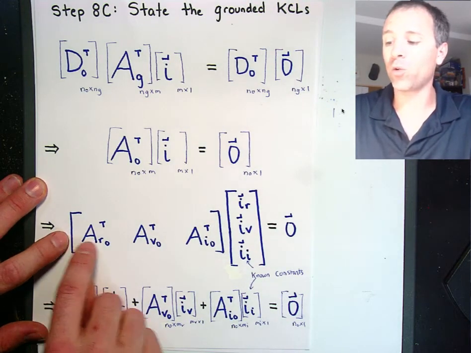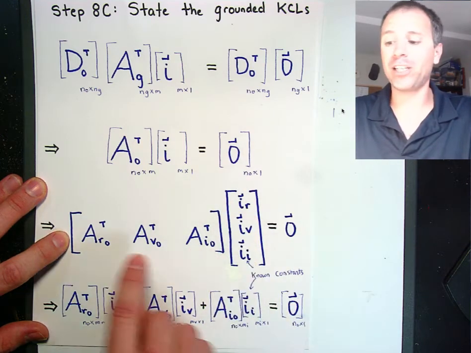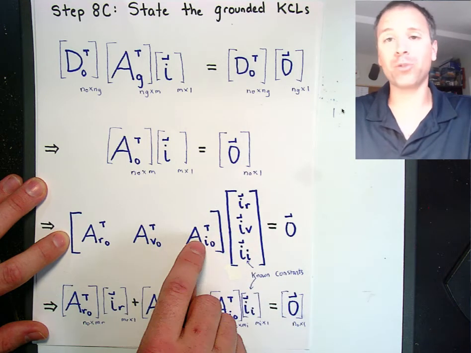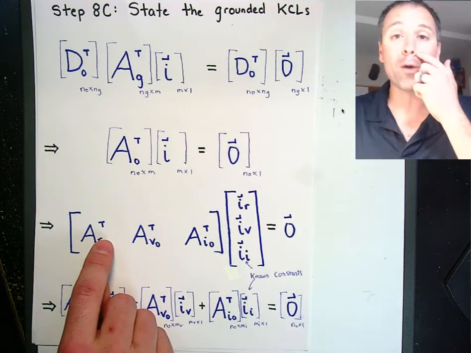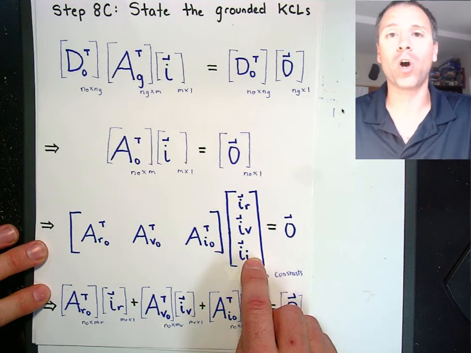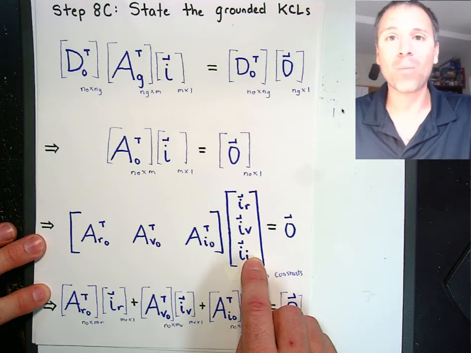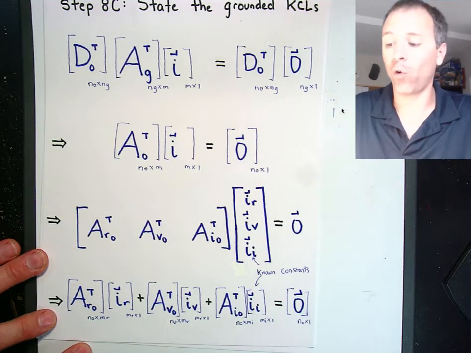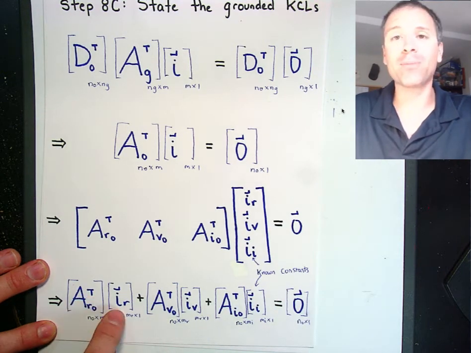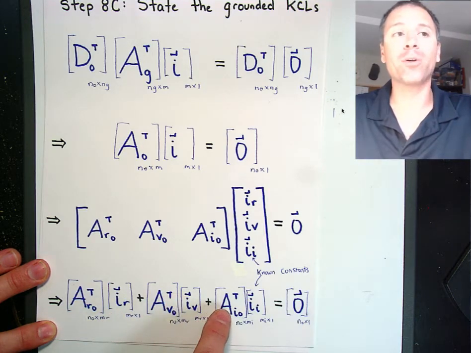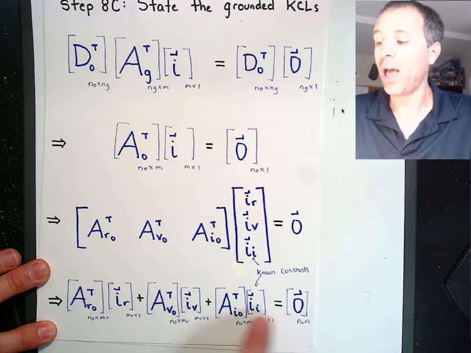So in particular, imagine this was a row vector and that's a column vector. I would just take entry 1, multiply by entry 1, entry 2, multiply by entry 2, entry 3, multiply by entry 3. Of course, the way that we block partition our columns here has to identically match the way that we block partition our columns there. But that works out based on the way that we structured our matrices. So we can turn our grounded KCL into a summation form where A_R0 transpose times I_R plus A_V0 transpose times I_V plus A_I0 transpose times I_I is equal to 0.